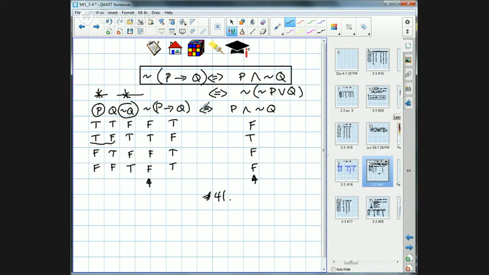The whole idea of an equivalence is to show that the truth tables come out the same. Because our 2 arrow columns are identical, that does it. That shows that the 2 sides are equivalent. So I could write on the bottom, therefore, equivalent. And that's what we were supposed to show.